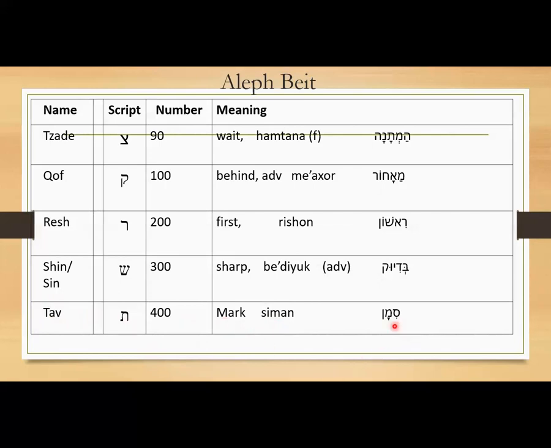Siman. Siman. I said the N. Rishon. There I didn't say the N. Here I say it a little. Siman. I'll say it a little more than I usually say it. Any questions on any of these words? Not really. They just have to be learnt.